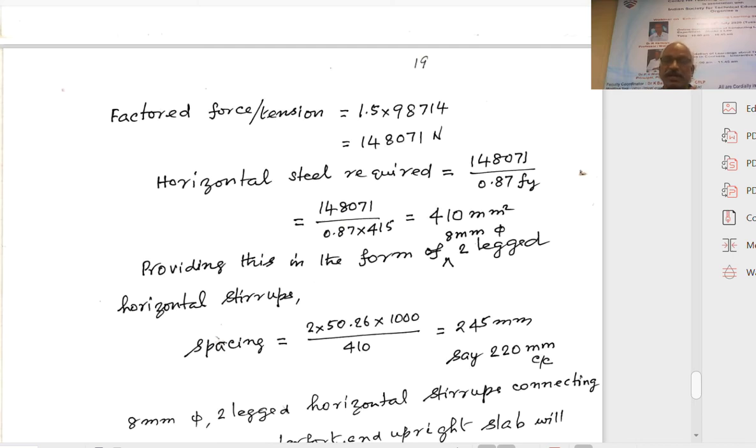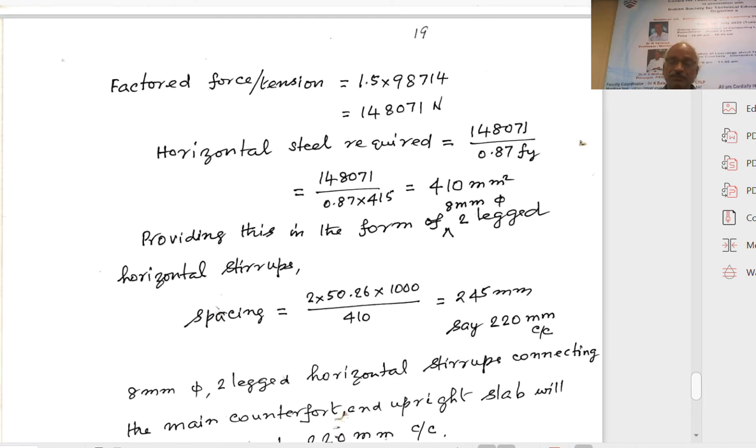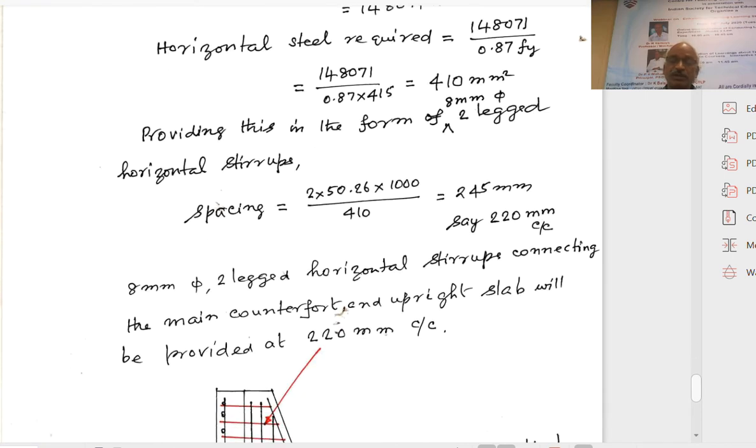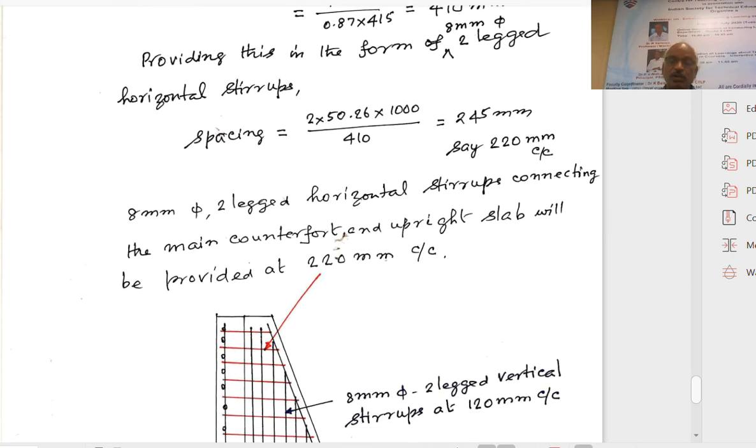Two-legged horizontal stirrups will be connecting the upright slab and the main counterfort. So spacing equals 2 times area of the main steel, 2 into 50.26 into 1000 by AST required. AST required is 410. So that gives 220 mm center. So 8 mm diameter, two-legged horizontal stirrups connecting the main counterfort and the upright slab will be provided at 220 mm center to center.